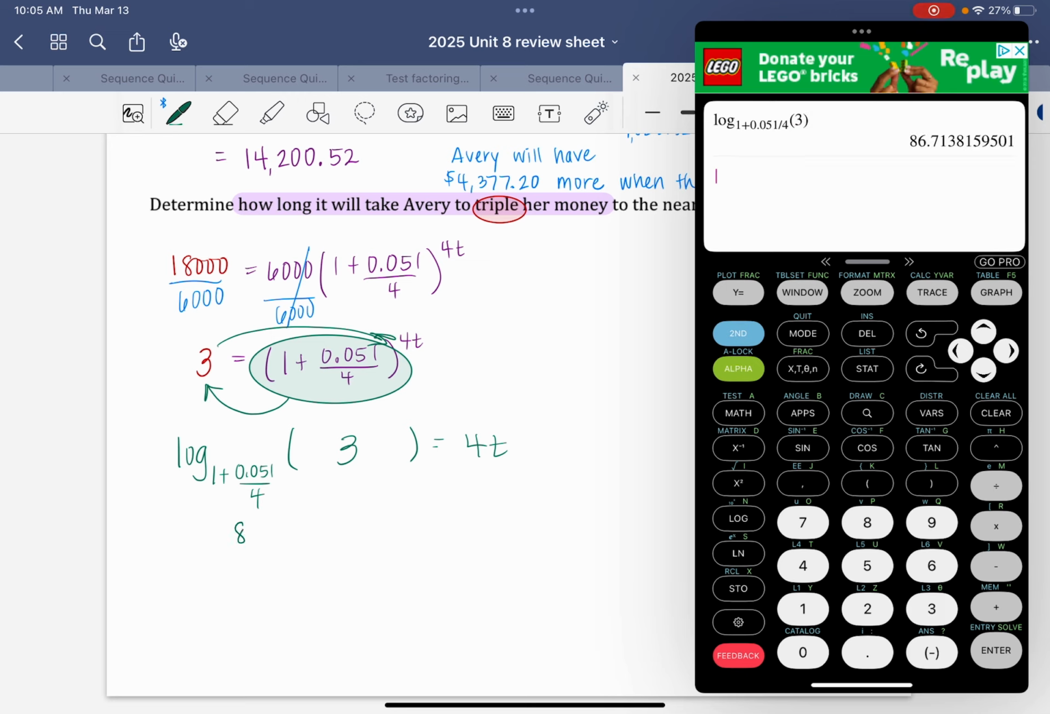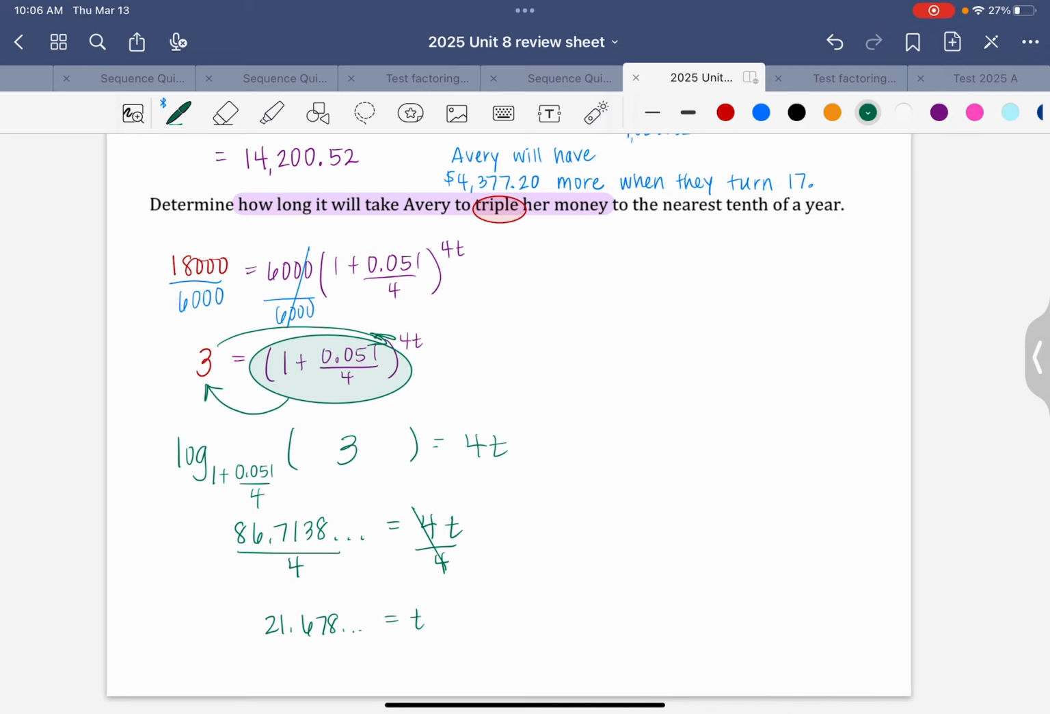Okay, so that gives us this decimal, 86.7138. I'm not going to write it all down. I'm just going to write the dots so that they know that I know that it keeps going. And then I'm going to divide both sides by 4. All right, and we get 21.678... So let's see what they asked us to round it to. They said round it to the nearest 10th of a year. So that 7 is going to make me bump that up. So the time is going to be 21.7 years.